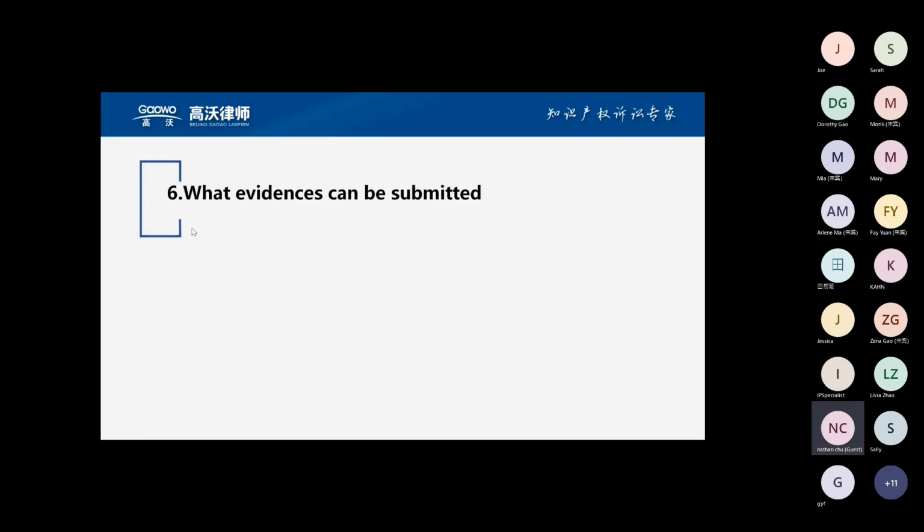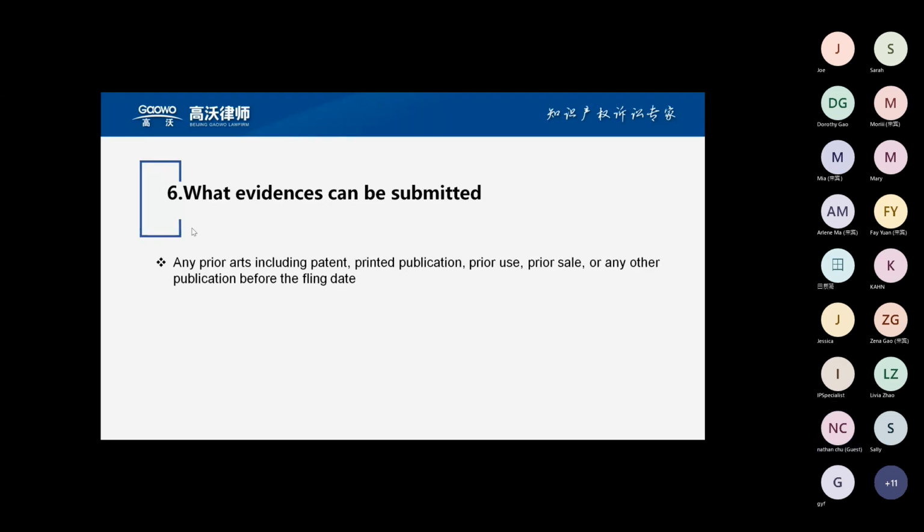Okay, so next, I will present question 6. What evidence can be submitted? In China, the evidence is also comprehensive. You can present any prior arts, including patents. It could be a patent from all over the world. No matter if it's a Chinese patent, a US patent, or a European patent, you can use patents from all over the world as your evidence.